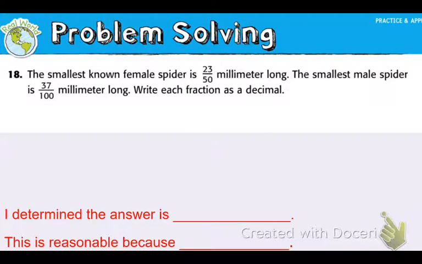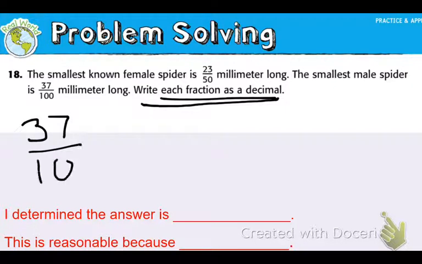The smallest known female spider is 23/50 of a millimeter long. The smallest male spider is 37 hundredths of a millimeter long. Write each fraction as a decimal. Well, I need to make sure these fractions have 10, 100, or 1,000. Well, it looks like the male spider already has 100 as the denominator.